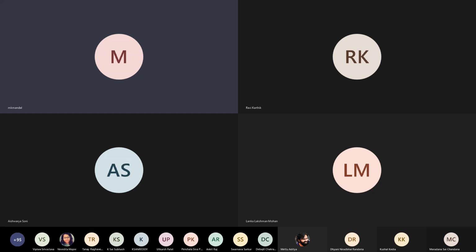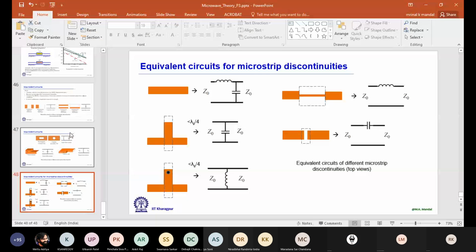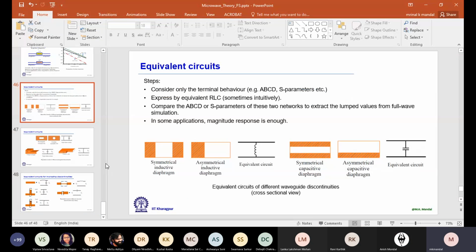Sir, in the previous two slides, slide 46. So the thing is that, that is the cross section of a rectangular waveguide, right? Yes. Cross section, yes.